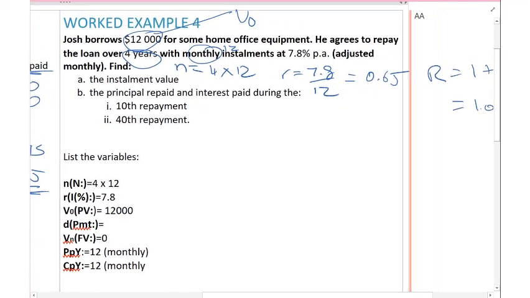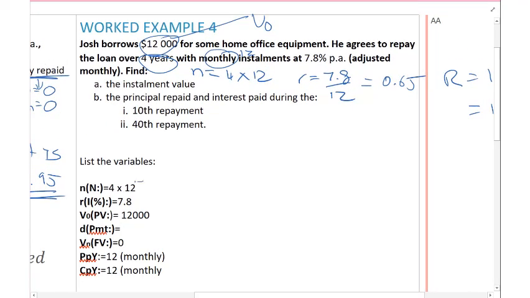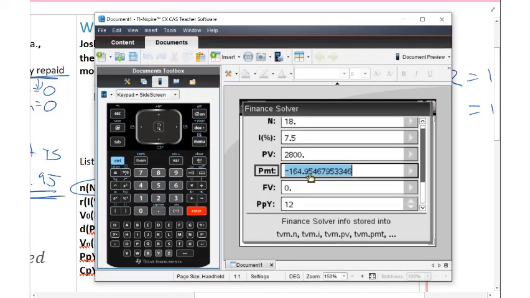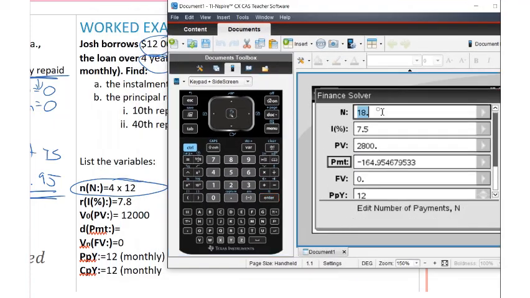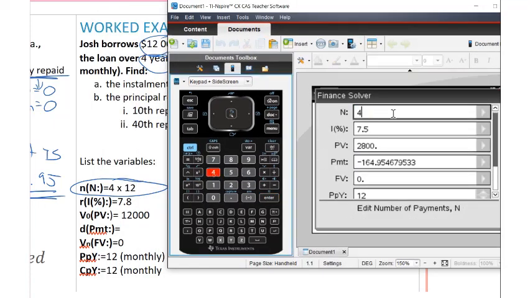Now, here's the trick. So I've done all that, but what I really need here is N, which is 48. Now, I'm going to put this here. And what you'll notice is I can actually write 4 times 12 here, and when I go to the next one, it'll calculate it for me. In this case, my interest is 7.8. My V0 is 12,000. What are we after? The installment, that's the repayments. So I'll come back to that.